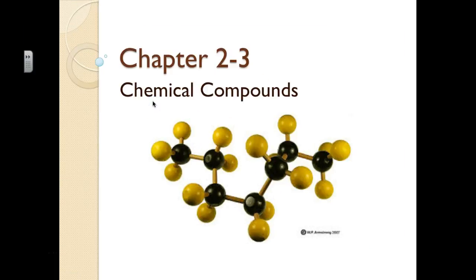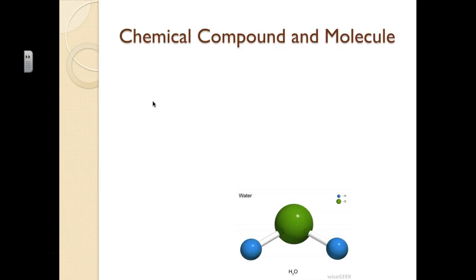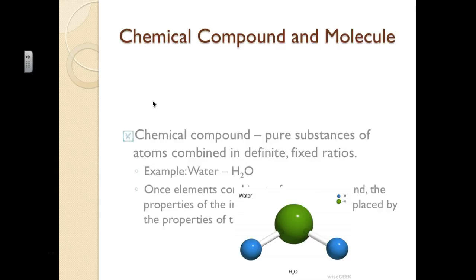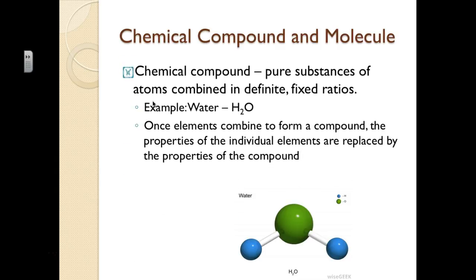Chapter 2, Section 3, Chemical Compounds. Again, a compound is just another type of pure substance. So let's talk about chemical compounds and a molecule for that matter. A chemical compound is a pure substance of atoms combined in a definite fixed ratio.